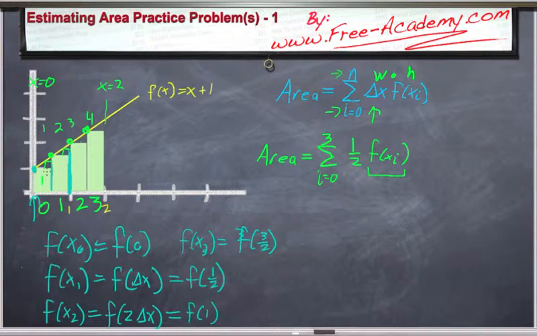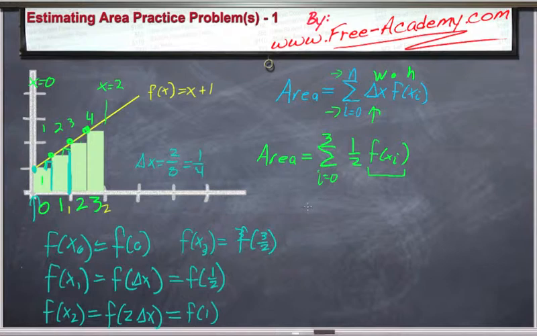And the thing to point out here is that if you had more rectangles, your delta x would be shorter. So you would have more of these summations. Let's say if we were doing 8 rectangles, our delta x in this situation would be 2 divided by 8, which would be 1/4. In which case f of x naught would still be f of 0, but f of x1 would be f of 1/4. F of x2 would be f of 1/2. And whatever the width of your rectangle is, that is how many you move over.